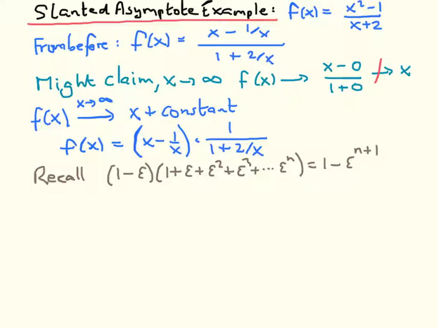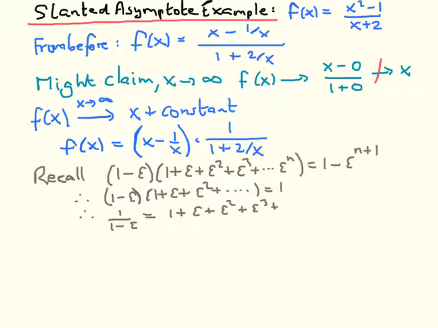So what we have is 1 minus epsilon times 1 plus epsilon plus epsilon squared plus on forever is equal to 1, and that tells us that 1 over 1 minus epsilon is 1 plus epsilon plus epsilon squared plus epsilon cubed, etc. on forever. And this is also, if you know the idea of Maclaurin expansions, the Maclaurin expansion for this for small epsilon.